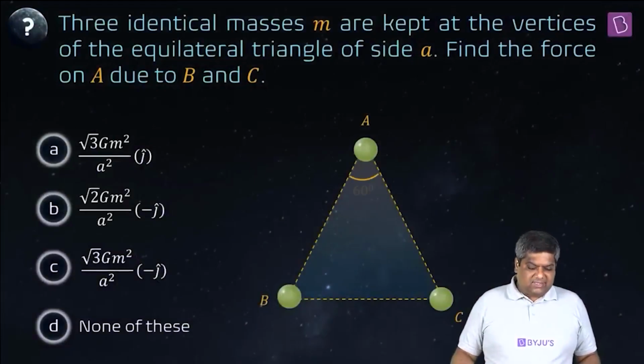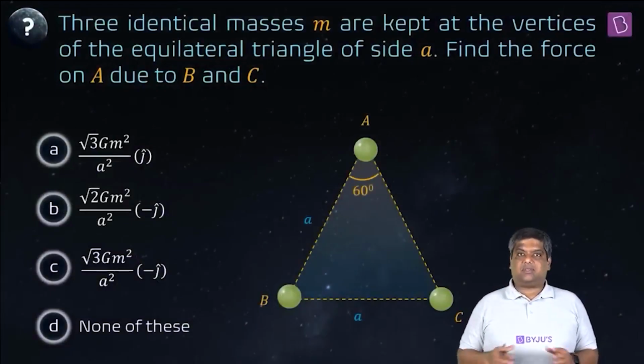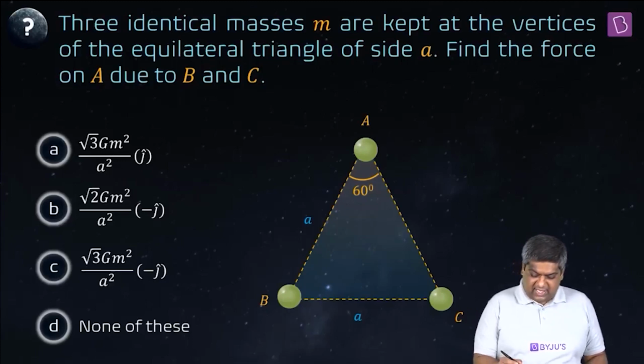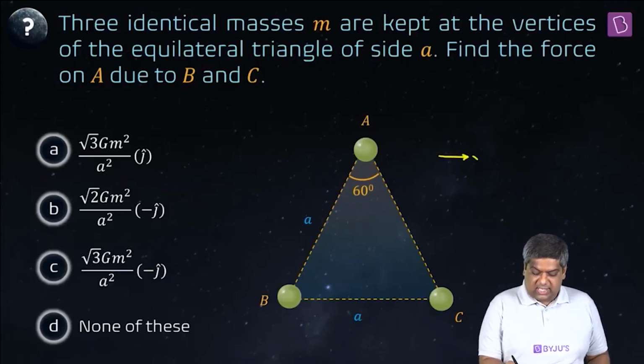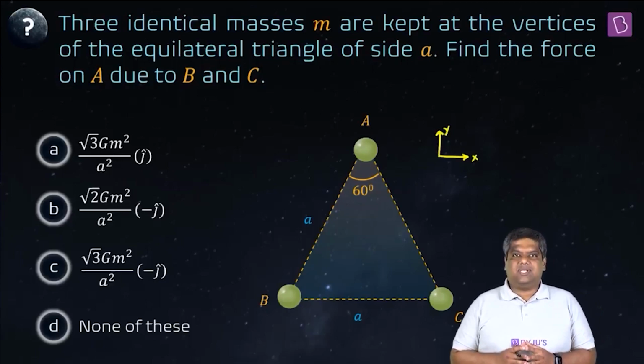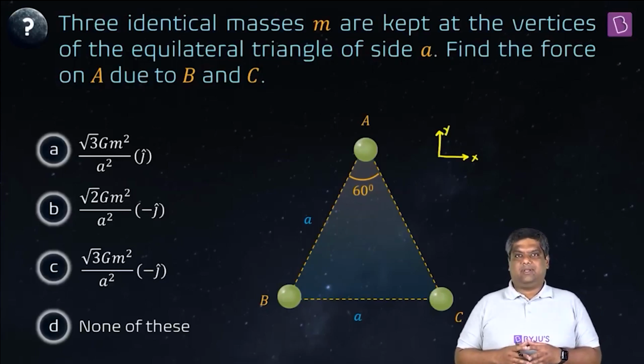3 identical masses M each are kept at the vertices of an equilateral triangle of side A. Find the force on A due to B and C. Options are root 3 Gm squared by A squared j cap, root 2 Gm squared by A squared minus j cap, root 3 Gm squared by A squared minus j cap, and option D, none of these. So obviously they ask us to take the horizontal as the x-axis and the vertical as the y-axis, and accordingly we have to select which option is the correct one here. So let us see that.